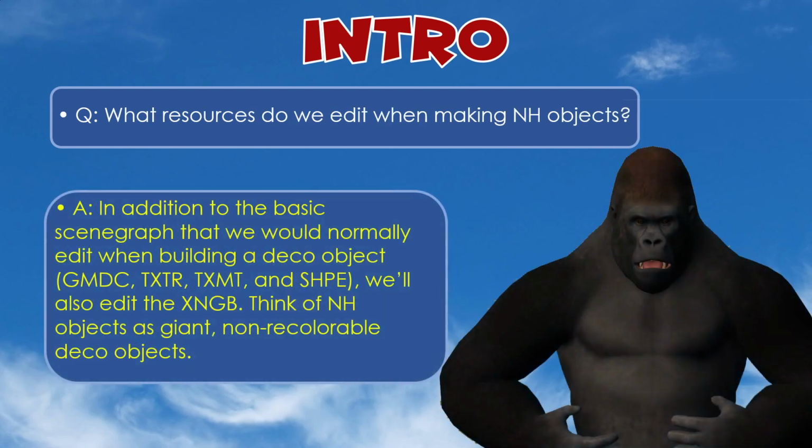What resources do we edit when we make neighborhood objects? So in addition to what you would normally do with a deco object, just replace the scene graph resources, which are the GMDC, the texture, the TXTR, maybe modify the TXMT if it needs it. We would also edit the XNGB. And we'll see how to do that a little bit later.